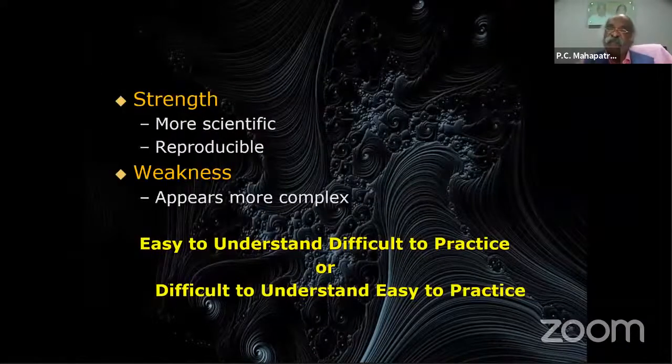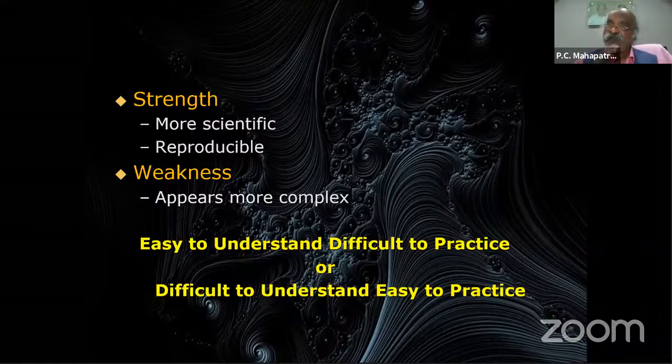The strength. What is the strength? The strength is that it is more scientific and more reproducible. But the weakness of this is that it appears more complex. Understanding this is more complex, and it takes more time to label and classify the stage. Even if you are acquainted, even if you can understand it, if you plot it in a graph and measure it, it takes more time rather than just abruptly telling that it's just 1, 2, 3. So easy to understand, difficult to practice, or difficult to understand, easy to practice for that.